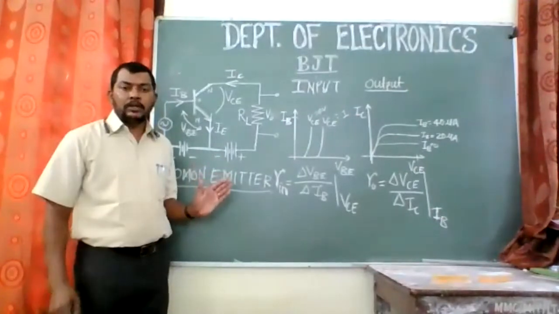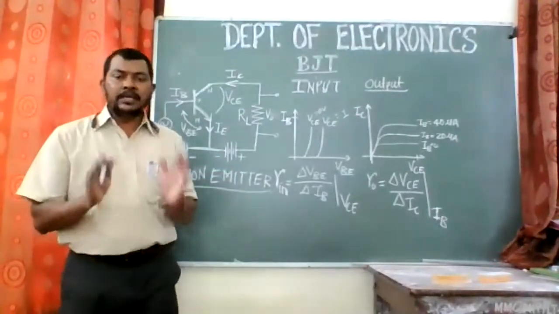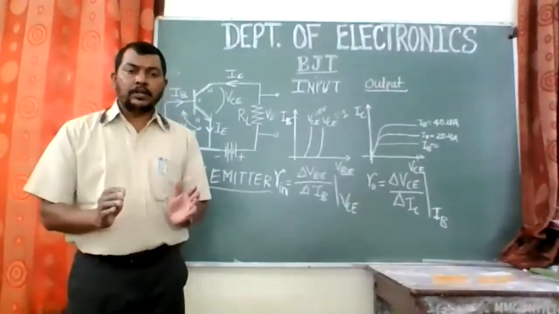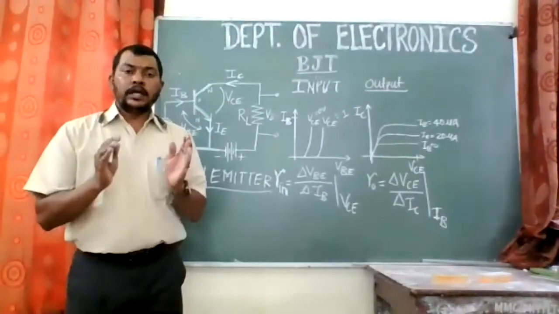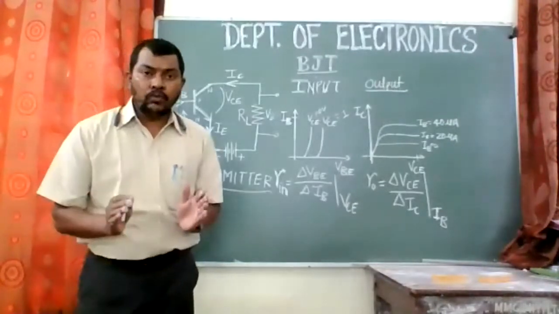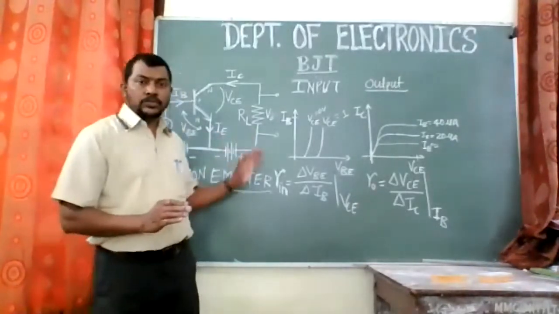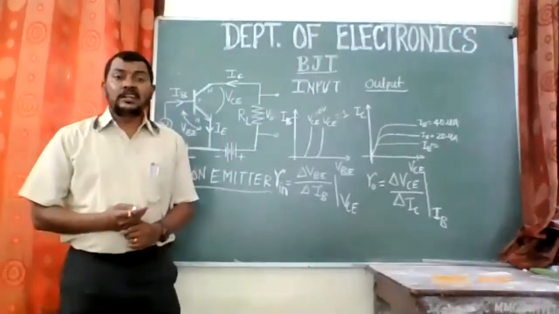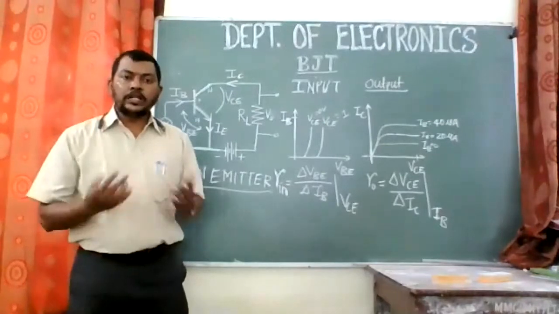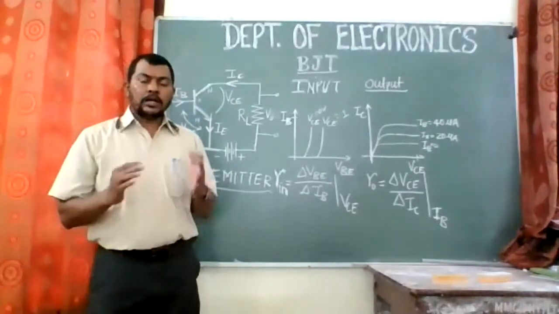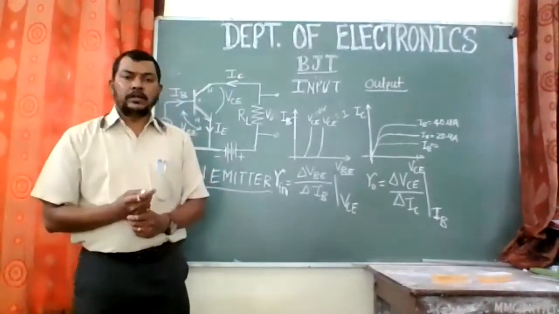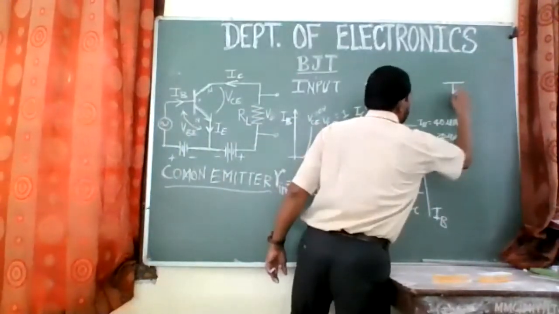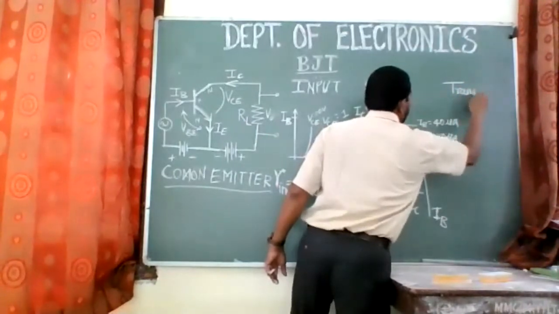Why are we studying the common emitter amplifier? Because this is the best configuration, and it has low input impedance, comparatively high output impedance, high current gain, and high voltage gain, and that's why we are studying this. So we have these two characteristics. There is one more that is called the transfer characteristic, right? Transfer characteristic is nothing but the base current amplification factor, right? So that we are calling the transfer characteristics.